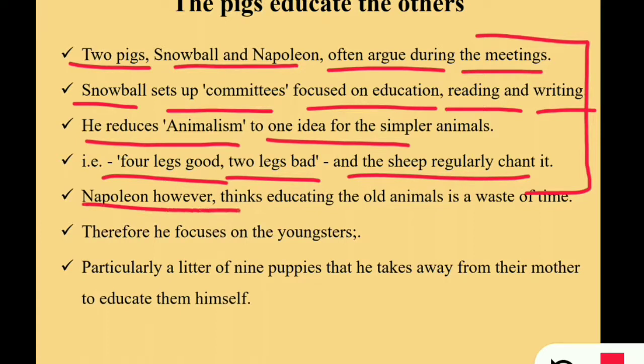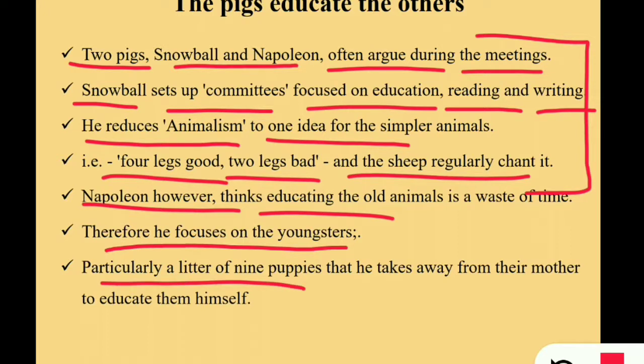Napoleon, however, thinks educating the old animals is a waste of money. Therefore, he focuses on the youngsters, particularly a litter of 9 puppies that he takes away from their mother to educate them himself. Here, particularly, we find that animalism was reduced and education was gradually prospering.